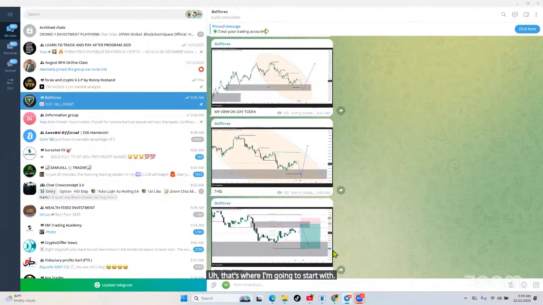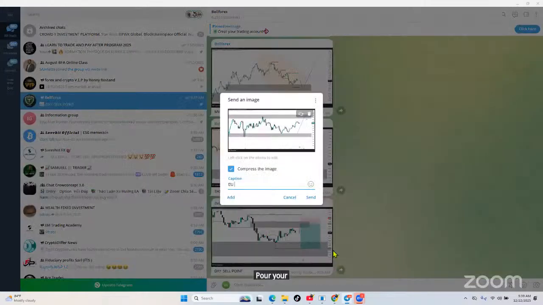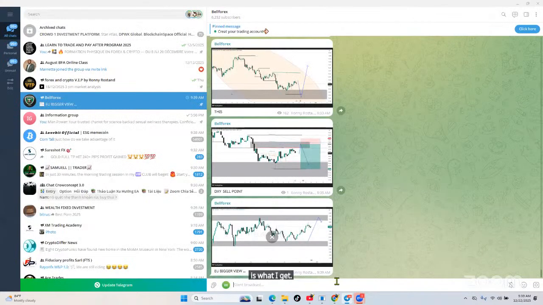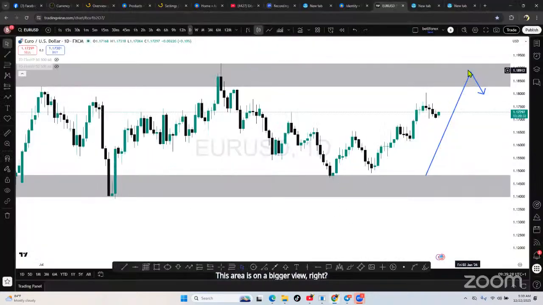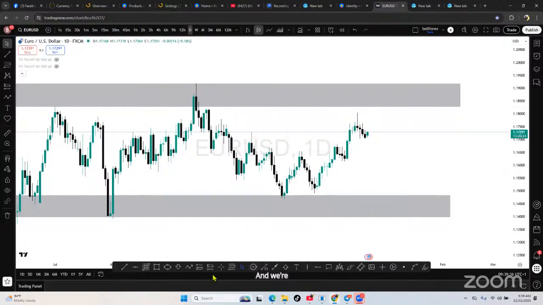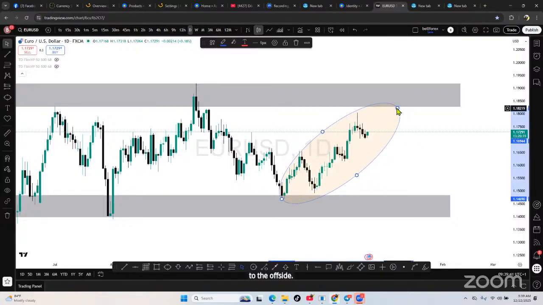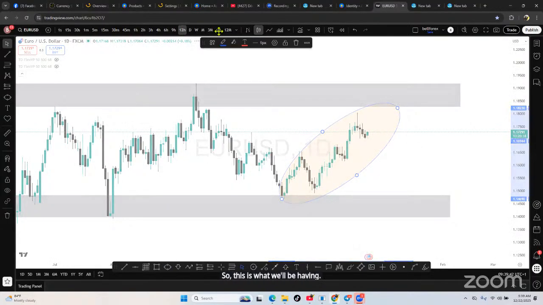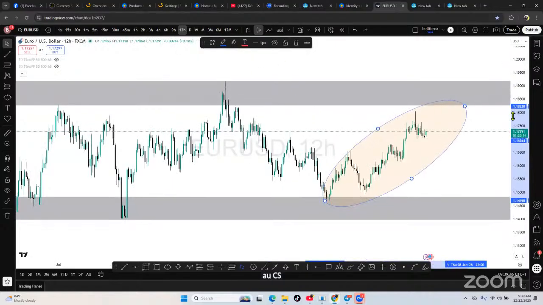Je commence d'abord par là. Pour Euro USD, on a bigger view, this is what I get. This Euro USD on a bigger view, right? So here we move a little bit deeper, and we're going to consider the movement that has been occurring on it to the upside. On doit considérer le mouvement haussier ici et voir où est-ce qu'on peut prendre notre position.